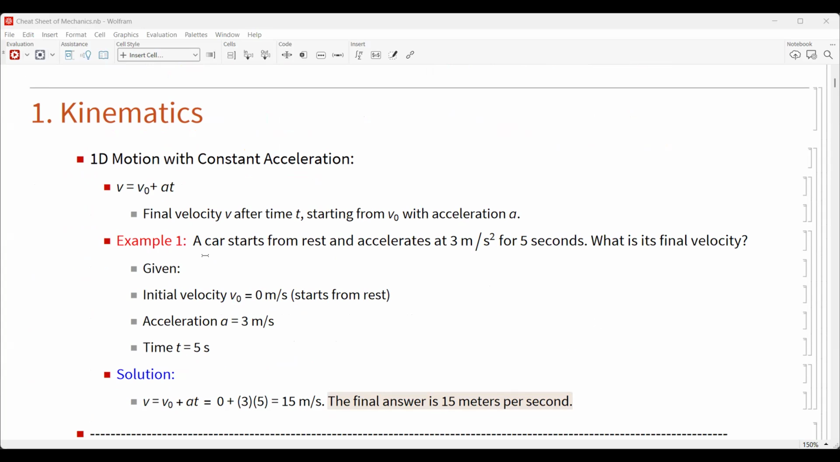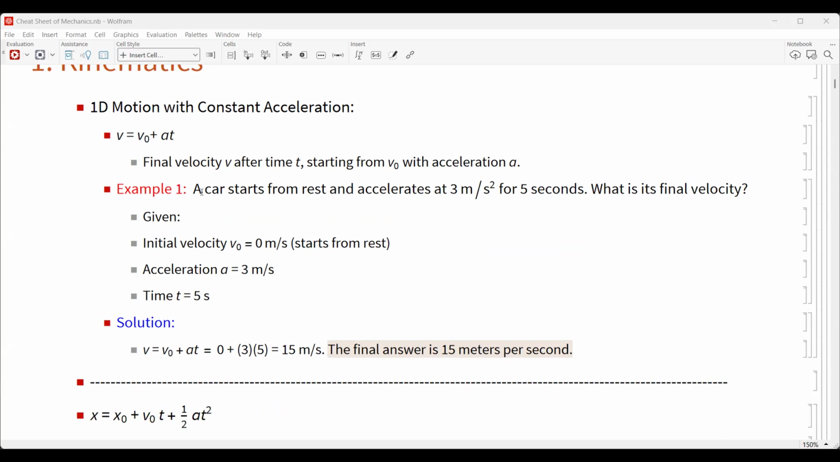Okay, so kinematics, 1D motion with constant acceleration. So here is our formula for the 1D motion with constant acceleration. So this is the description: final velocity v after time t, starting from v sub 0 with acceleration a.